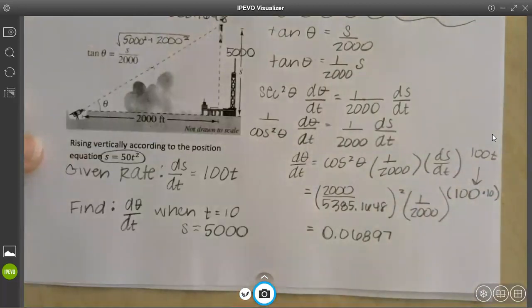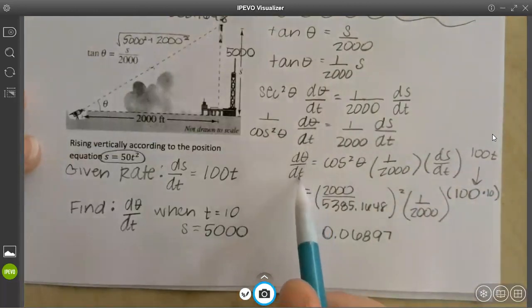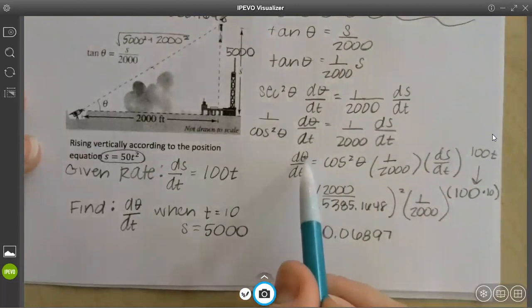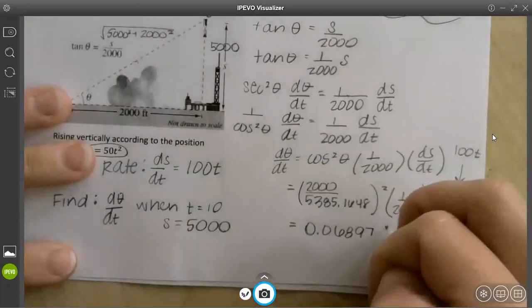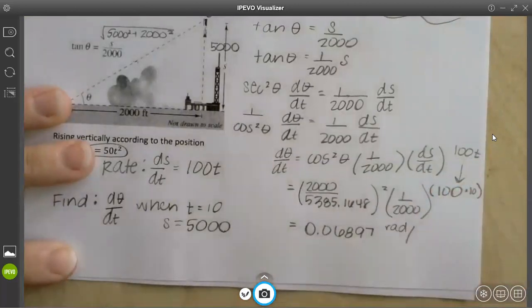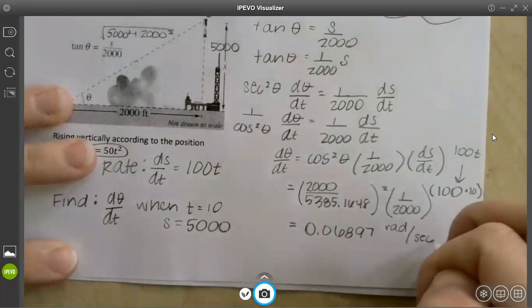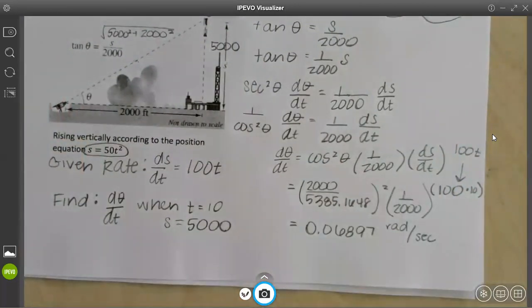What are my units? It's d theta over dt. Theta is in radians per, what was our time? Seconds. All right, one more. It takes up my whole paper, just to let y'all know. Okay, so it does need its own space.